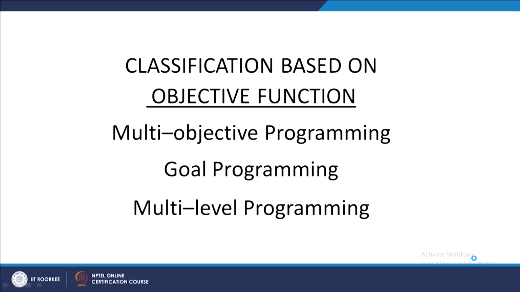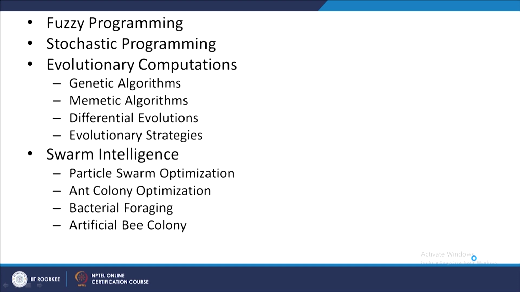Also, there could be a situation where a number of levels are to be achieved by the various objectives involved in the objective function. They are called multi-level programming problems. Other kinds of problems could exist, that is the fuzzy programming problems, in which the decision parameters are fuzzy in nature. Stochastic programming problems, in which the decision parameters and the constraints and the objective function are stochastic in nature. Recently, another category of problems and methods has come into existence, which are called evolutionary computations.